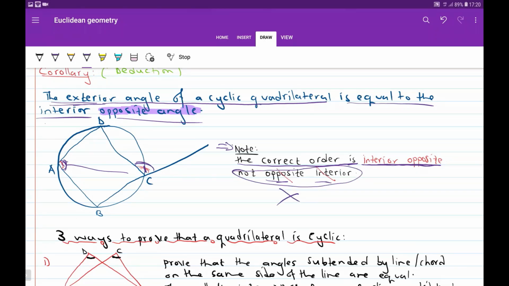It is always the interior, because from angle C here, C1, we first enter, so in the interior, then we focus to the opposite. So that's why the order of the words should be interior first, then opposite, meaning the exterior angle of the cyclic quadrilateral equals the interior opposite angle.